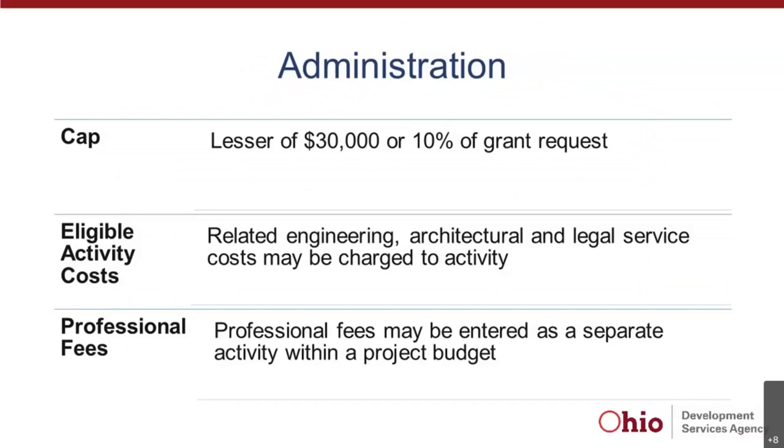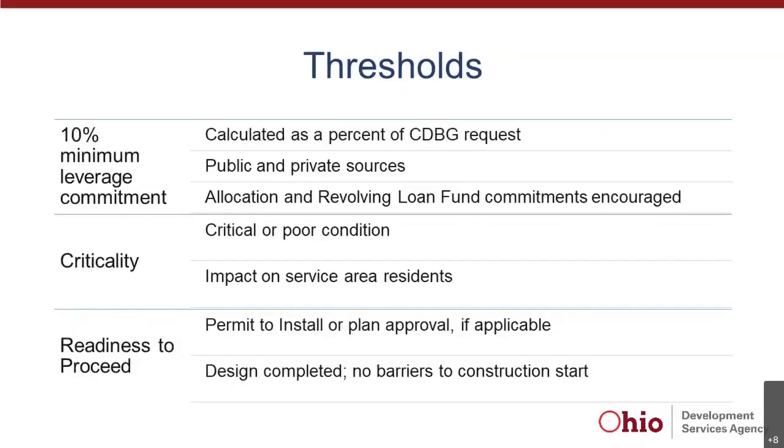Administration is capped at the lesser of $30,000 or 10% of the grant request. Related engineering, architectural, and legal service costs may be charged to the activity budget. Professional fees may be entered as a separate activity within a project budget. And again, we'll show an example.